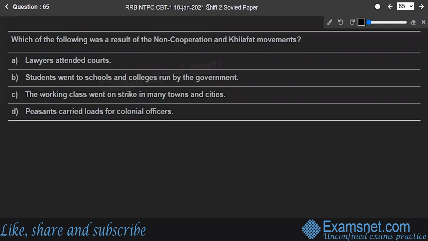Question number 65. Which of the following was a result of non-cooperation and Khilafat movements? Lawyers attended courts. Students went to schools and colleges run by government. The working class went on strike in many towns and cities. Peasants carried loads of colonial officers. Well, the correct answer to this question is the working class went on strike in many towns and cities.